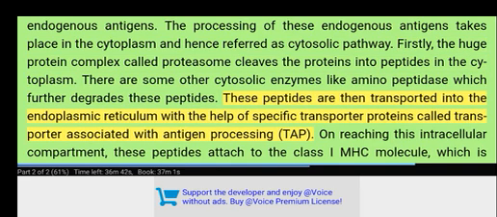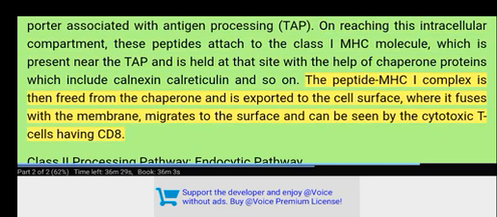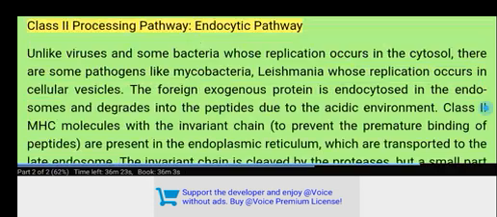These peptides are then transported into the endoplasmic reticulum with the help of specific transporter proteins called transporter associated with antigen processing, TAP. On reaching this intracellular compartment, these peptides attach to the class 1 MHC molecule, which is present near the TAP and is held at that site with the help of chaperone proteins which include calnexin and calreticulin and so on. The peptide MHC I complex is then free from the chaperone and is exported to the cell surface, where it fuses with the membrane, migrates to the surface and can be seen by the cytotoxic T cells having CD8.